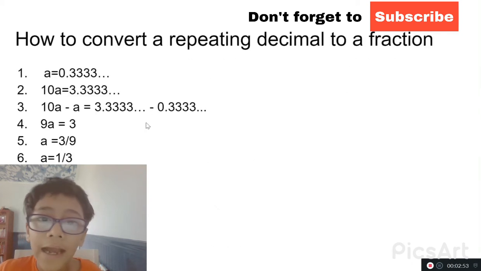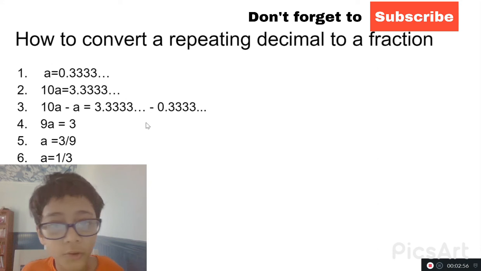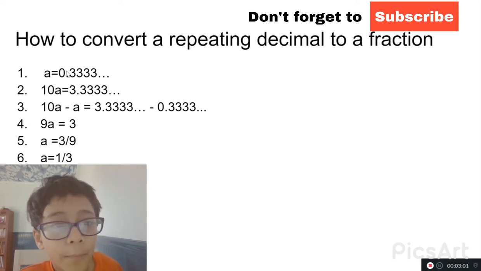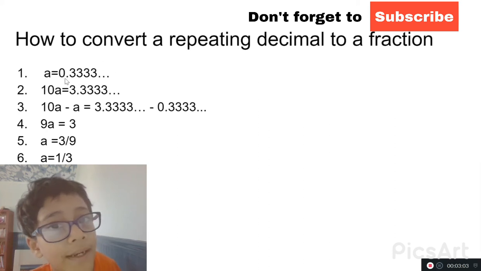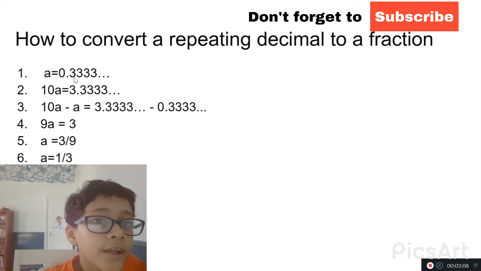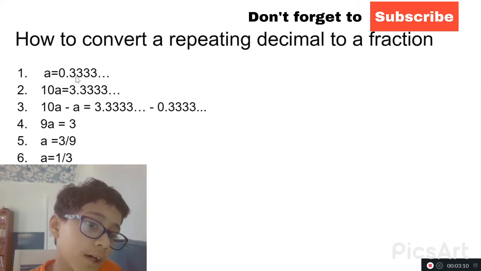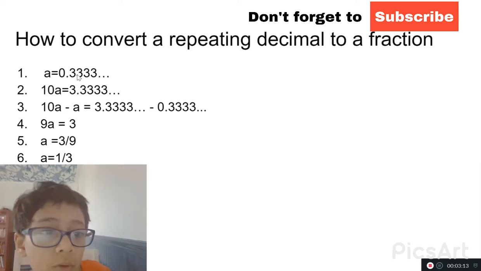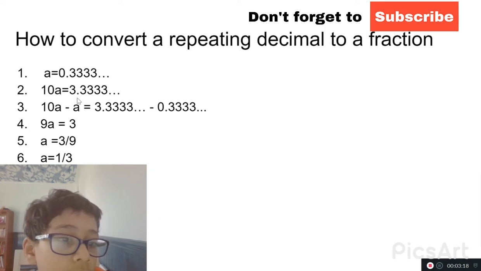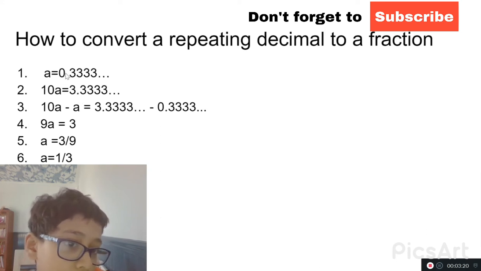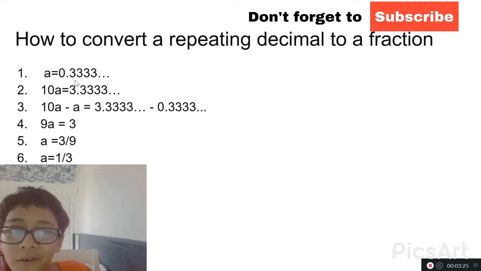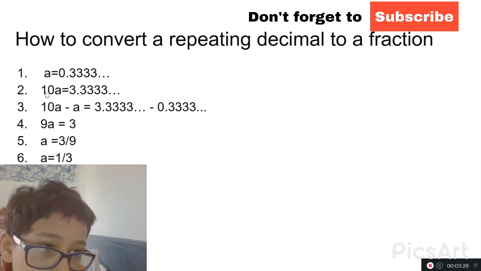Now let's figure out how to convert a repeating decimal to a fraction. First, you assign a variable to your repeating decimal. My repeating decimal is 0.3333, so on and so on. Now, since the first digit after the decimal is the one that's repeating, 10a is equal to 3.3333, so on and so on. See, we've moved the decimal 1 digit to the right because we're multiplying it.